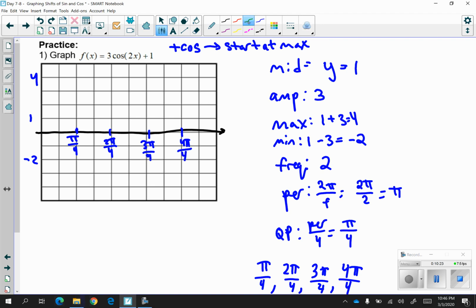You're going to draw in your midline since it's not at the x-axis. So draw in that midline at y equals 1. And we're going to start at the maximum value of 4 since it's a positive cosine curve. You're going to go to your middle, the bottom, back to the middle, and to the top. And connect it.